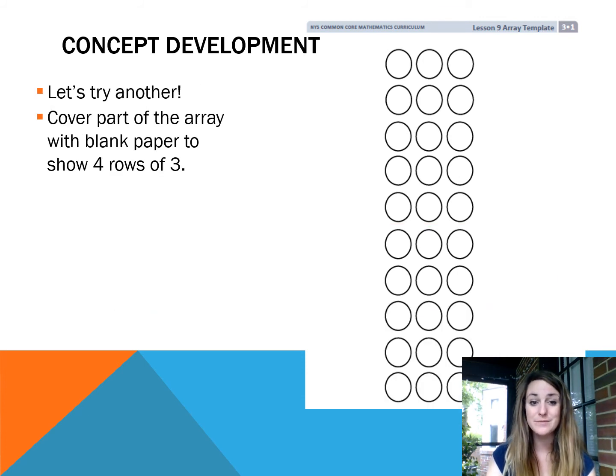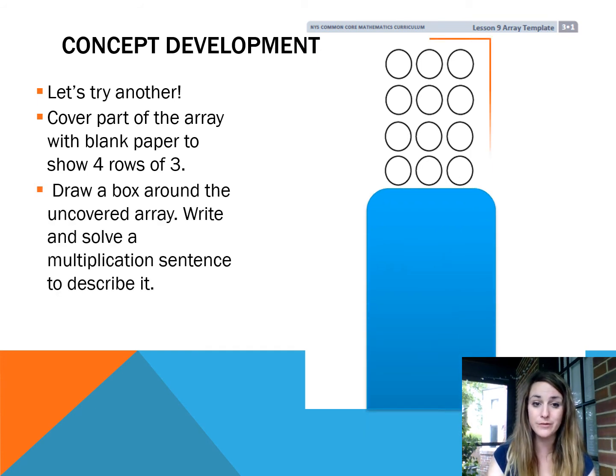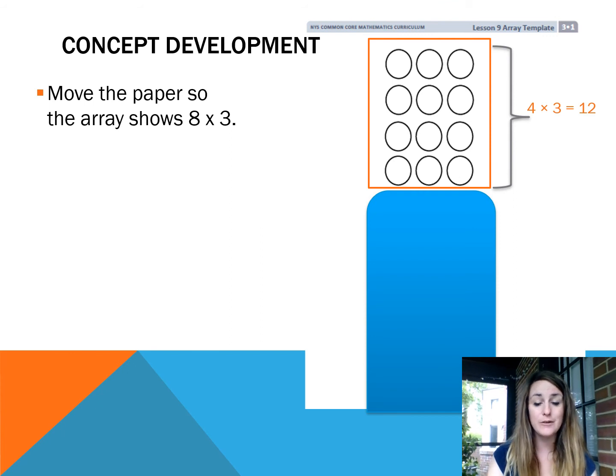Let's try another. Let's watch me as I cover part of the array to show 4 rows of 3. Let's see the box around the uncovered array. Write a multiplication sentence to describe it. It shows 4 times 3 equals 12. I'm going to move the box to show an array that shows 8 times 3.